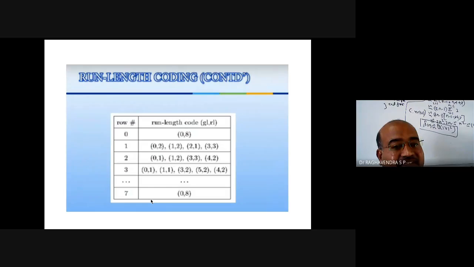Yes, sir. So the same concept will continue again. Now we can also represent it in another way. There are so many different representations of run length coding.